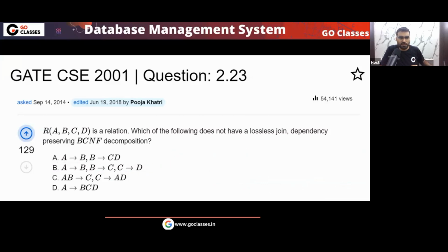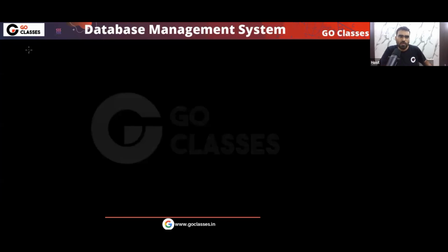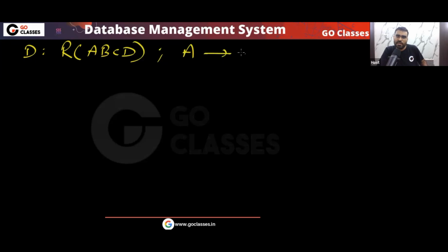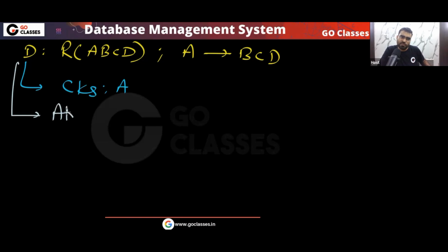What about the next? First, you tell me option D. Let me know, what can you do about option D? This is your relation R(A, B, C, D), and the functional dependency given to you is A determining B, C, D. First, you will check, is this in BCNF or not? Let me know. What are the candidate keys? A is the candidate key. This is already in BCNF.